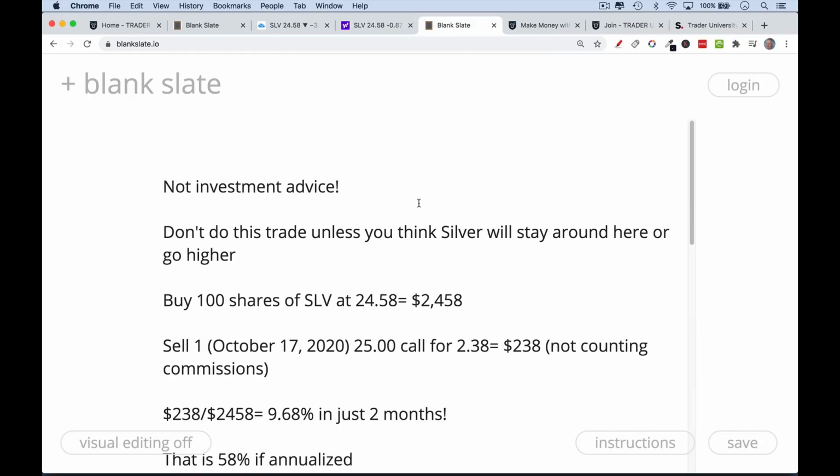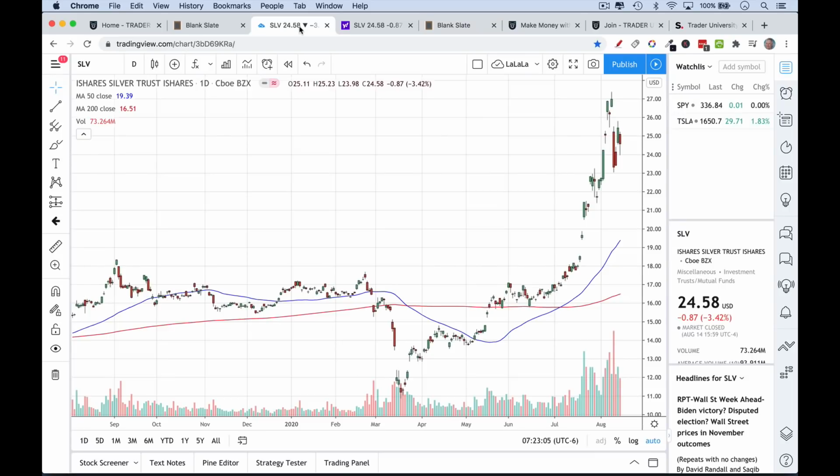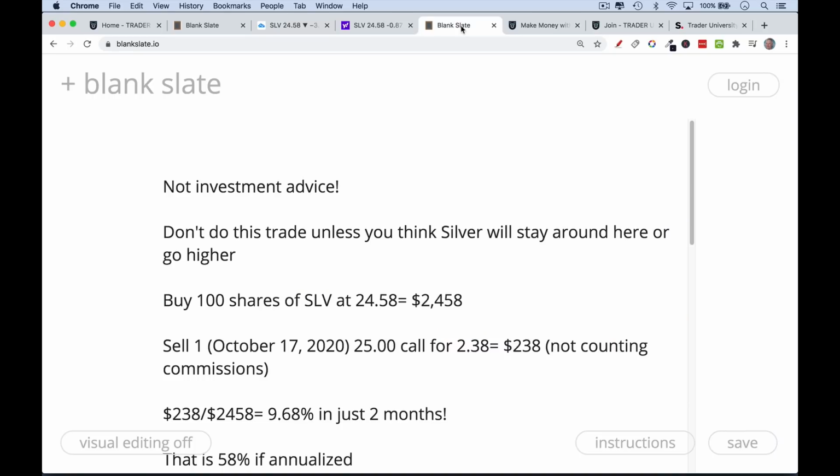Well, you only want to do this trade if you think silver is going to stay around here, in the mid-20s, or go higher. If you think it's going to fall a lot, this trade doesn't make any sense. Also, if you think it's going to go to 100 or something, you don't want to give away the upside, because when you sell covered calls against something, you're basically giving away the upside. But the nice thing about this is it does create some sort of instant income depending on how things work out. It's obviously counted as a short-term capital gain, but let's see how we do this.